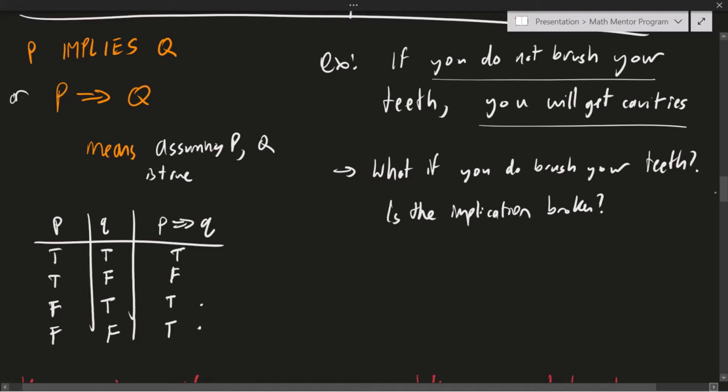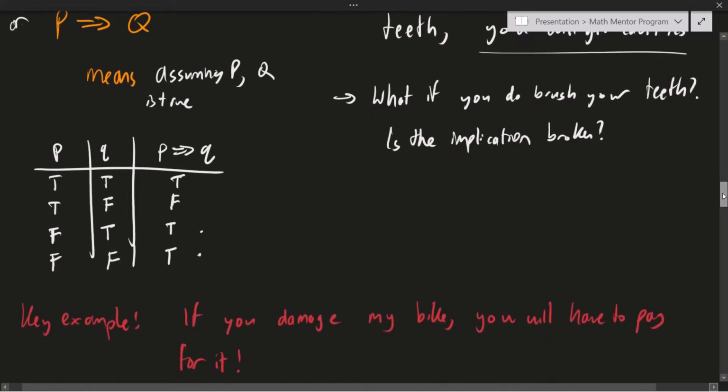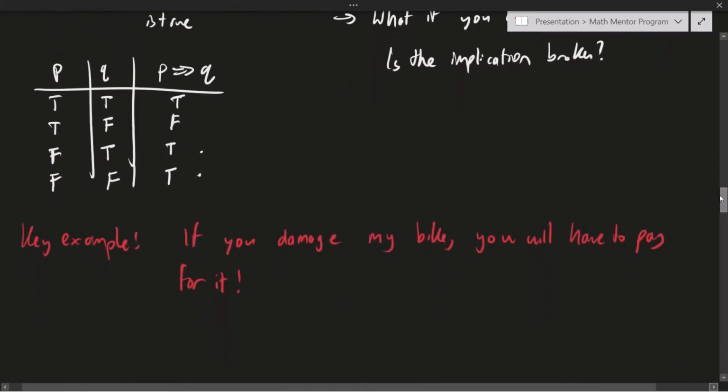So here's one. Let's say I say to you, if you damage my bike, you will have to pay for it. Fine. But then you come back with my bike, undamaged, and then I say, well, you have to pay for it. And now you're confused because I didn't damage your bike. You didn't damage my bike. What do I have to pay for? Why would I have to pay?